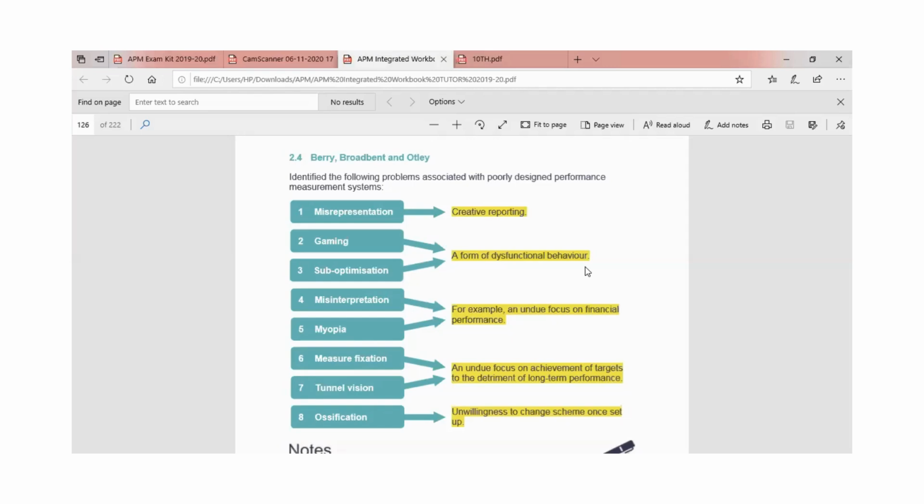Then measure fixation and tunnel vision, an undue focus on achievement of targets to the detriment of long-term performance. That's what we've seen under short-term objectives when they are considered. Sometimes that can cause harm to the long-term goals and objectives. Right? That is measure fixation and tunnel vision. Then we have ossification. Ossification is unwillingness to change scheme once set up. So they are not willing to make any changes and adapt to whatever is the changed scenario. So that's called ossification.